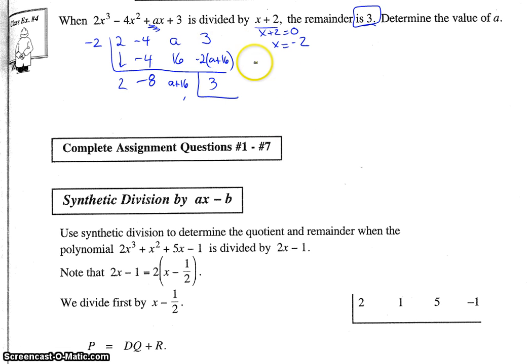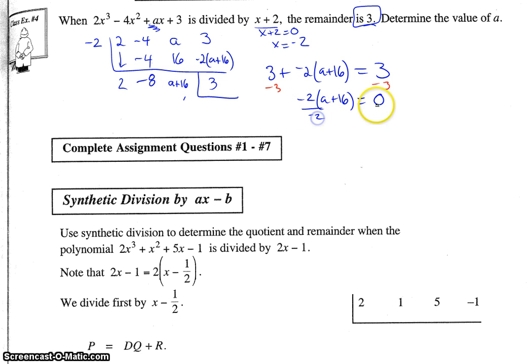But we do know if we went 3 plus this term, negative 2 times a plus 16, we should get a remainder of 3. So guess what? We could solve this now. Let's first of all subtract 3 from both sides. Okay, and then we would have negative 2 times a plus 16 equals 0. We don't need to multiply it through, we can leave it there.